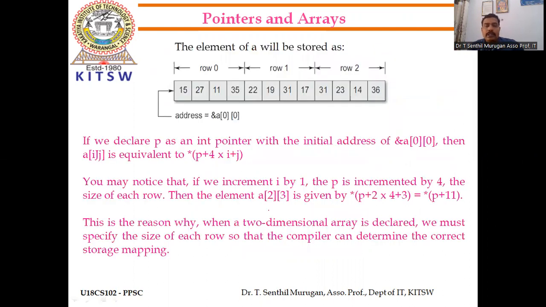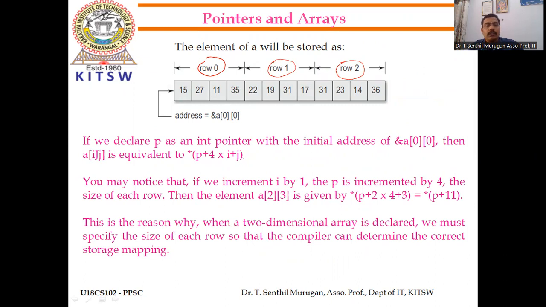So it looks like this. If you are using the address, if ampersand a comma 0 comma 0 is given, it will be represented. So the first four values are row 0, second four values are row 1, third four values are row 2. It will be stored in the multi-dimensional array.